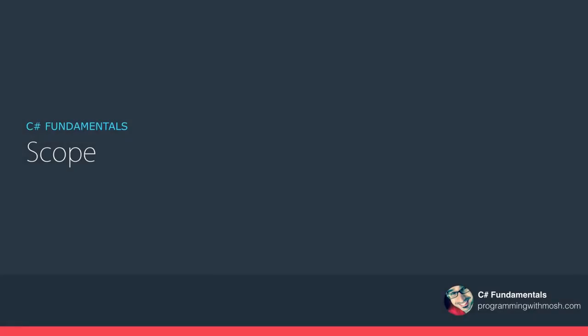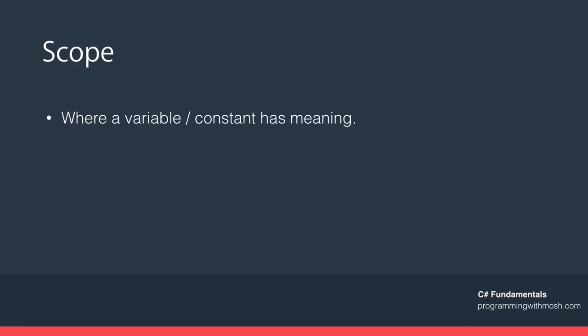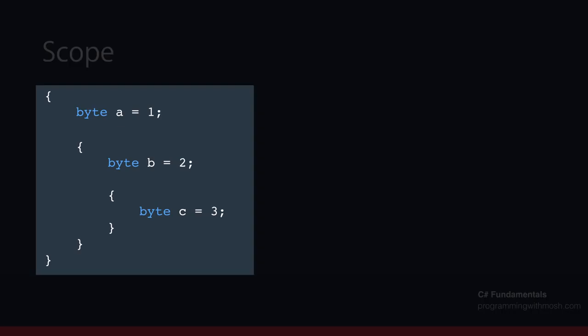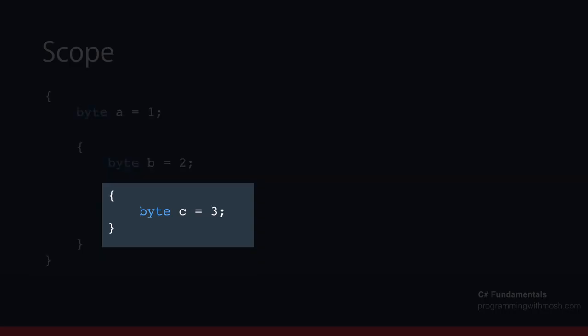Okay, let's talk about the concept of scope. What is a scope? Scope is where a variable or a constant has meaning and is accessible. Take a look at this block of code here. As you know, a block is indicated by curly braces. Here we have 3 blocks of code. Here's one, here's another, and here's the last one.